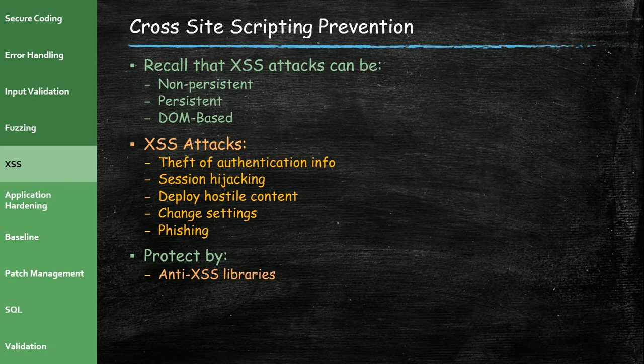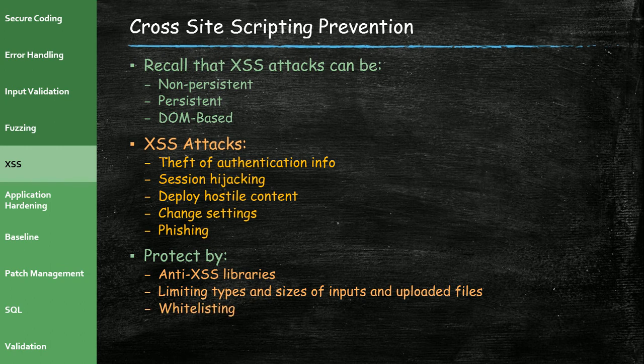If you're going to do nothing else, then these libraries are probably the easiest thing you could do or ask your programmers to use. We can also limit the types and sizes of inputs and uploaded files. We can use whitelisting, a lot of very similar techniques to what we talked about with input validation. So it's sort of the next step in input validation.